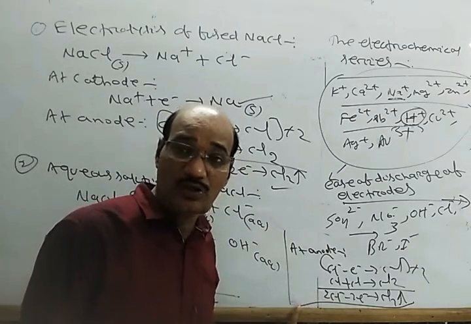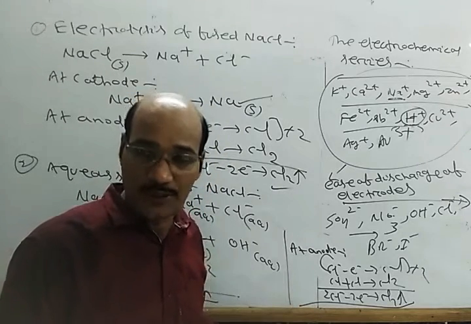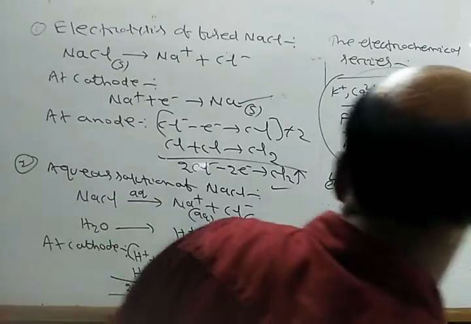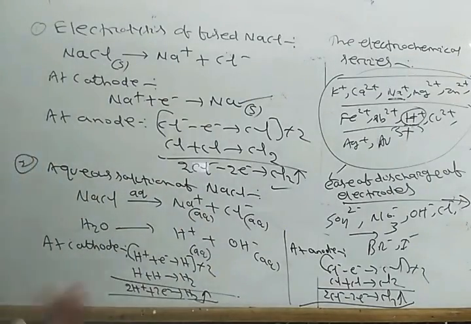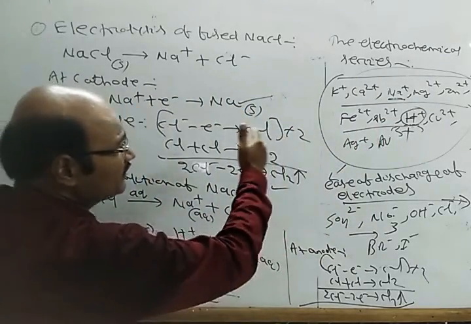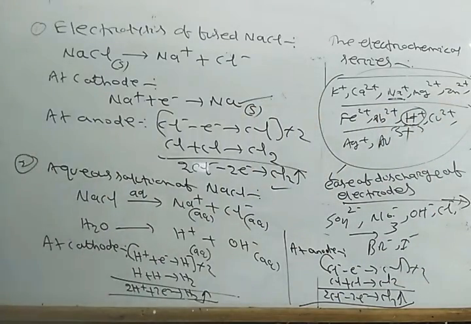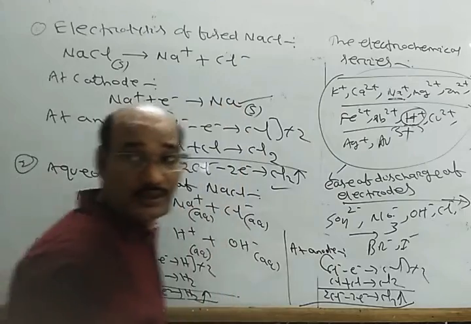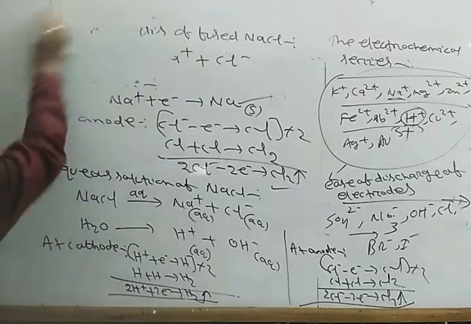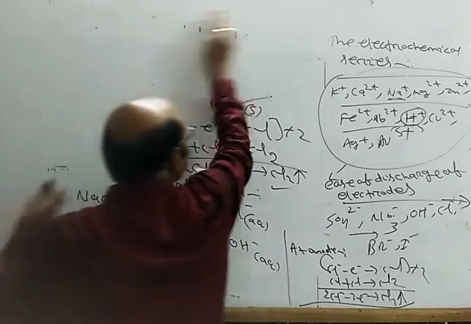So this is due to the preferential discharge of the anions and cations. Next we will discuss the result depending upon this electrochemical series. Those ions which have higher discharge potentials will undergo discharge at the cathode and anode respectively. Clear?